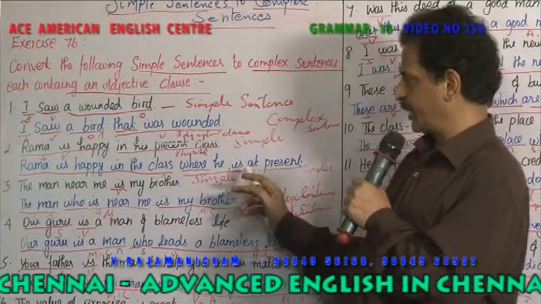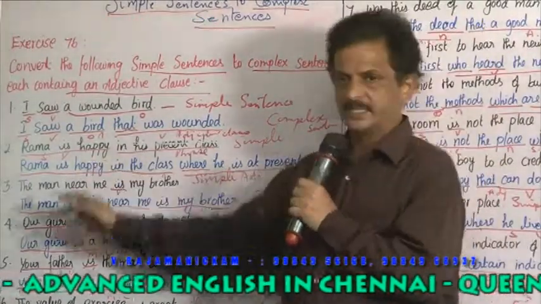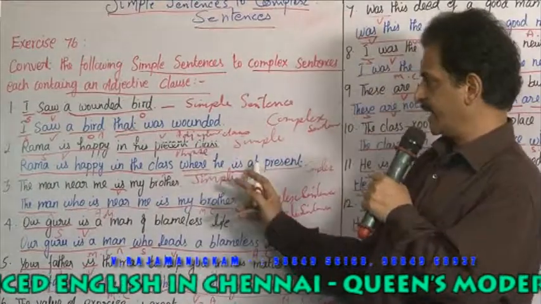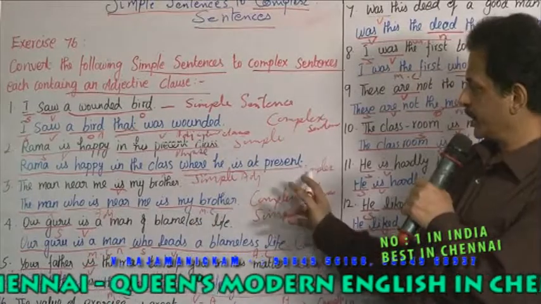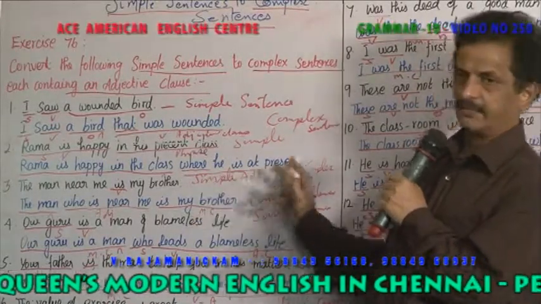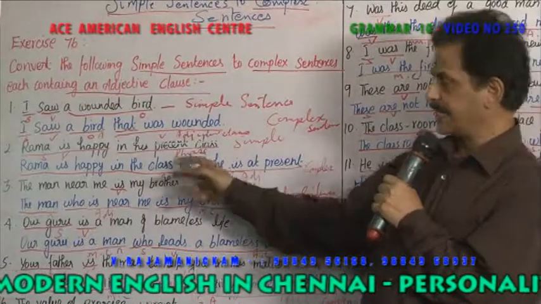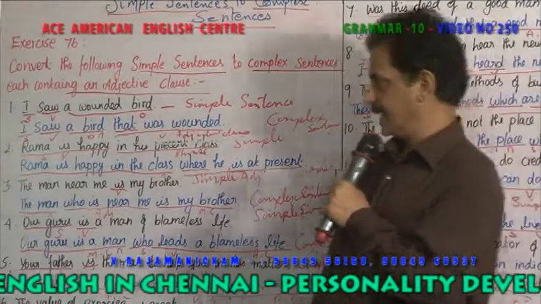So is என்பது ஒரு வினைச்சொல். So இந்த ரெண்டு வினைச்சொல், is is, ரெண்டு வினைச்சொல் இருக்கிறது. இந்த வாக்கியம் இந்த பெயர்ச்சொல்லை classஐ சார்ந்து இருக்கிறது. So இது complex வாக்கியம் என்று சொல்கிறோம். இது adjective clause. ஏன் adjective clause? இந்த classஐ விவரித்து சொல்லக்கூடிய காரணத்தினாலே adjective clause.